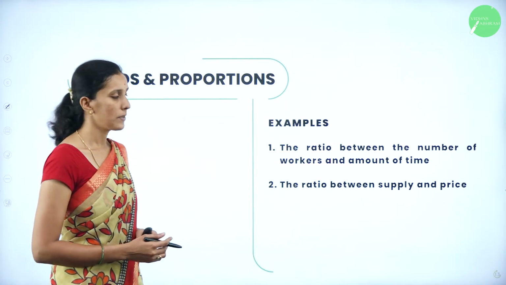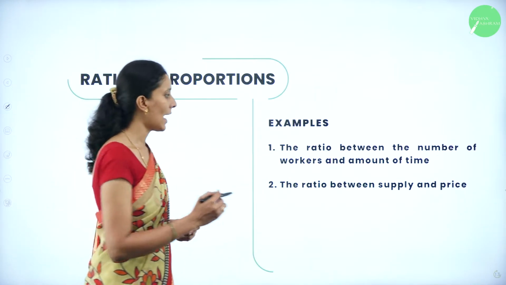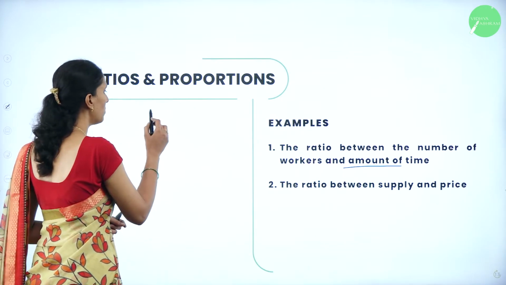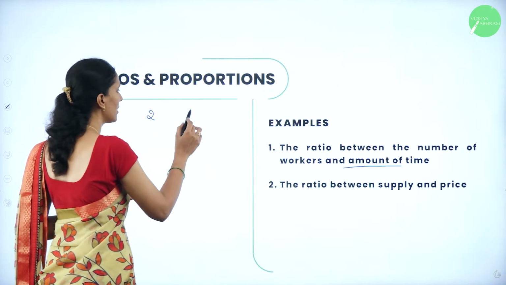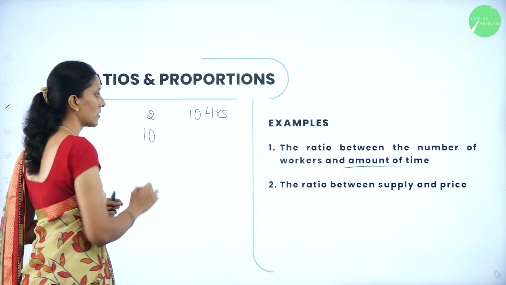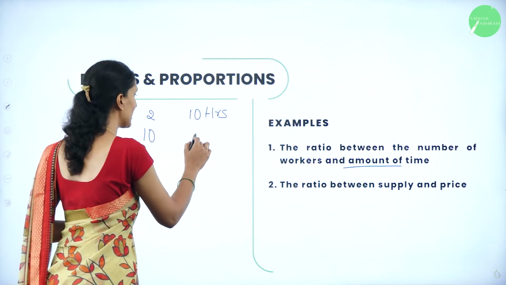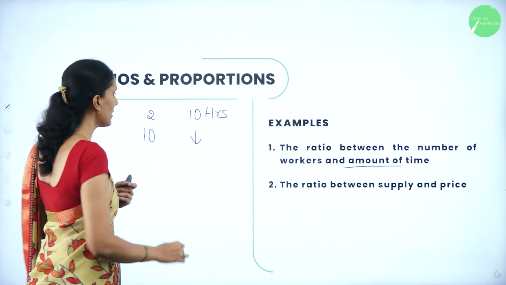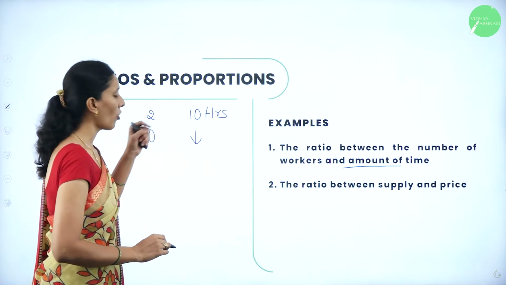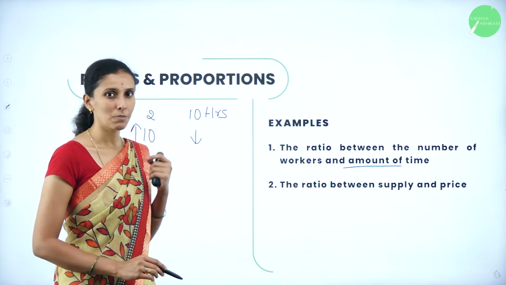Here we have examples for inverse proportion. The ratio between the number of workers and the amount of time. Suppose 2 persons finish a work in 10 hours. Suppose I have 10 workers. What about the number of hours or amount of time here? It decreases. So what happens here is, as the number of persons is increasing, the amount of time is decreasing. So this is an example of inverse proportion.